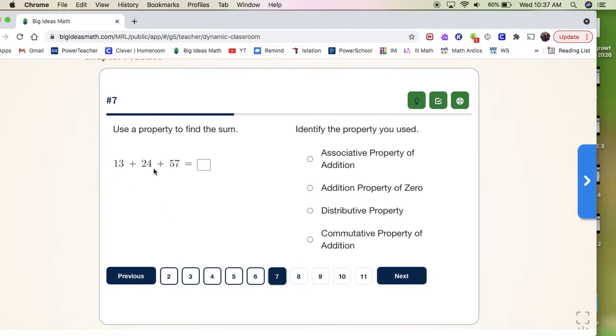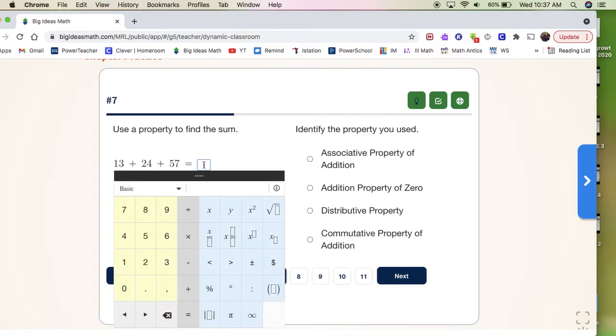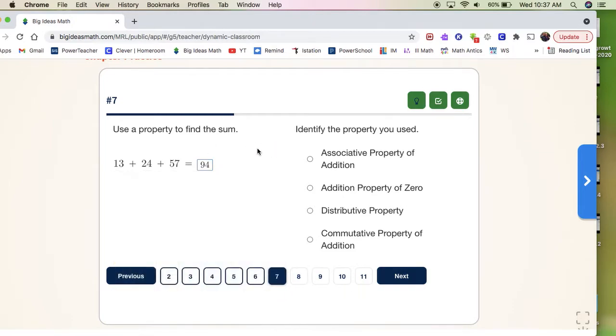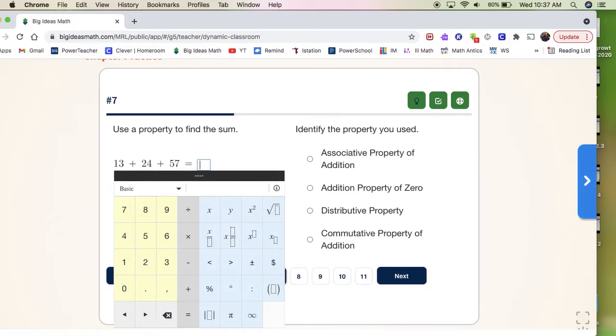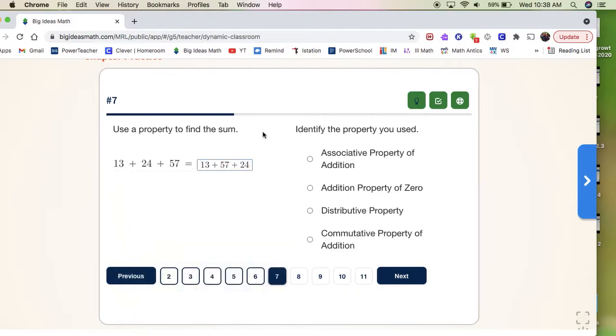Well, if you added these up, and you can do this on your own scratch paper, but I'm going to go ahead and put the answer, you get 94 if you add them together. What they're wanting you to do is notice that it would be good to move that 13 and 57 together. So let's do that. If I switch the places, I move 24 and 57 around, that does not change my answer at all. My answer will still be the same. The order is different, but I'm going to get the same answer. It's just like 1 plus 2 is equal to 2 plus 1.